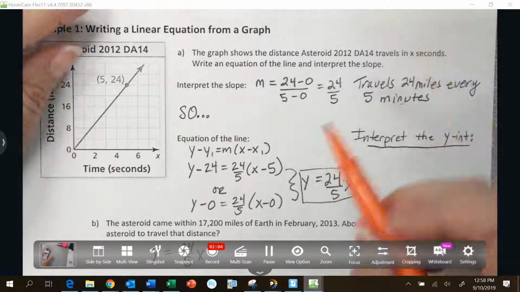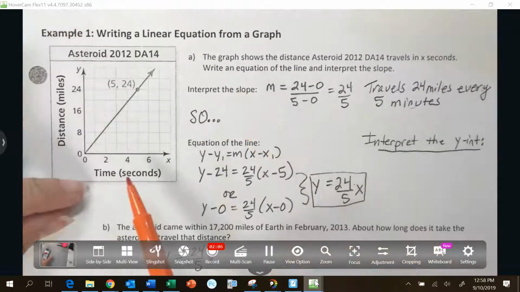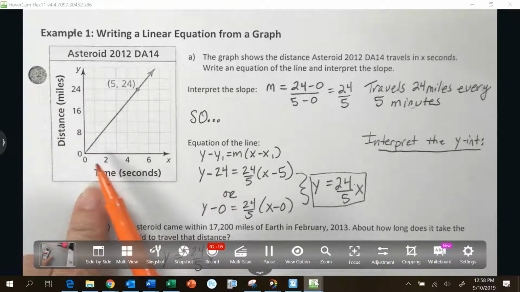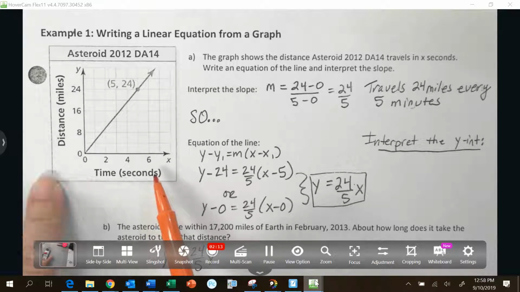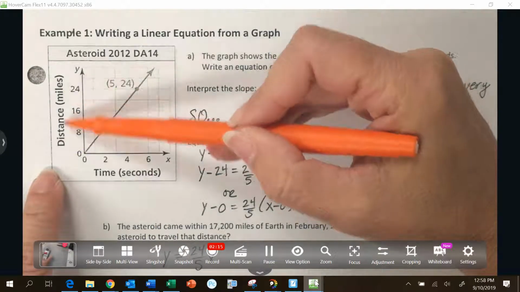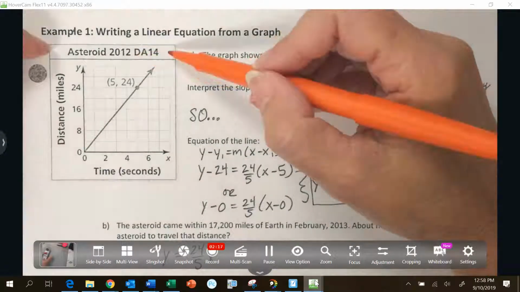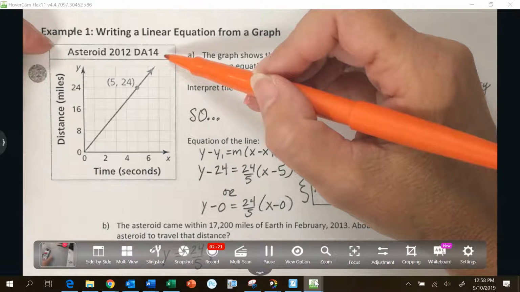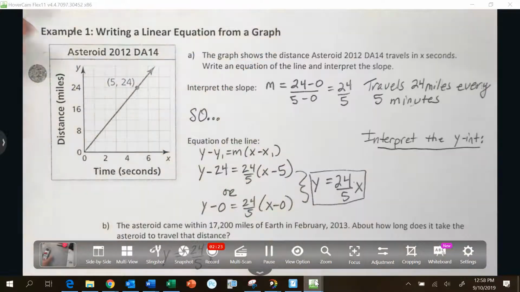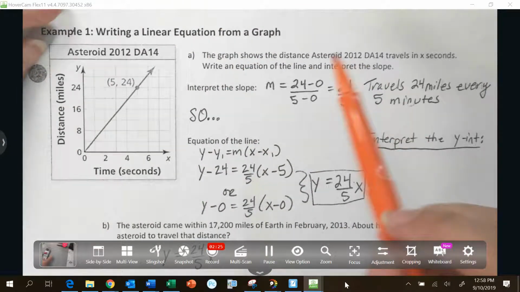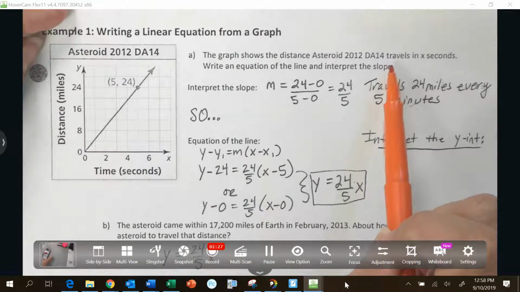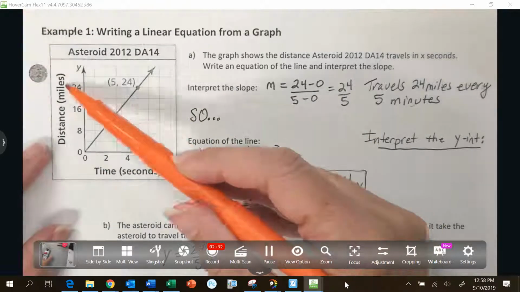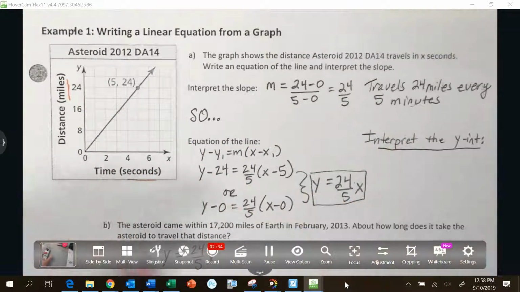So here's a picture, and you look at this diagram, and we notice that the x-axis is time in seconds. We notice the y-axis is distance in miles. And we look at the top, and this talks about some asteroid, 2012 DA14, I assume, is its name. So this talks about how far the asteroid is traveling in miles per second.